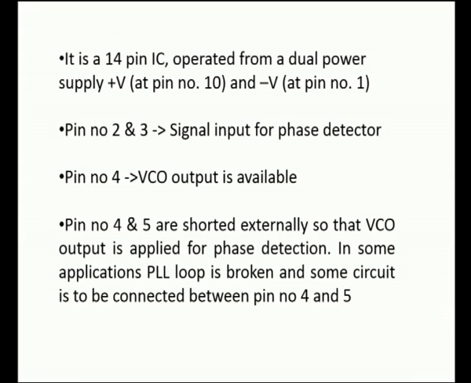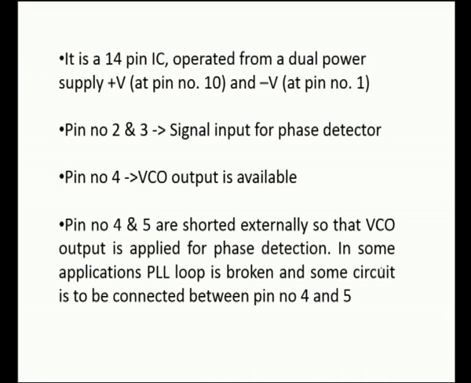Pin number 2 and 3 are the pins which will take up the input signals for phase detection. Pin number 4 is where the VCO output is available, which should be connected as one of the input signals to the phase detector. Pin number 4 and 5 are shorted externally, so that the VCO output is applied to the phase detector. In certain applications, we will need to break the PLL loop.